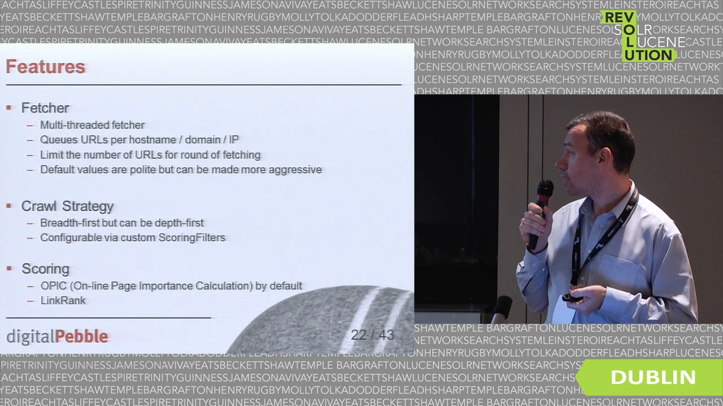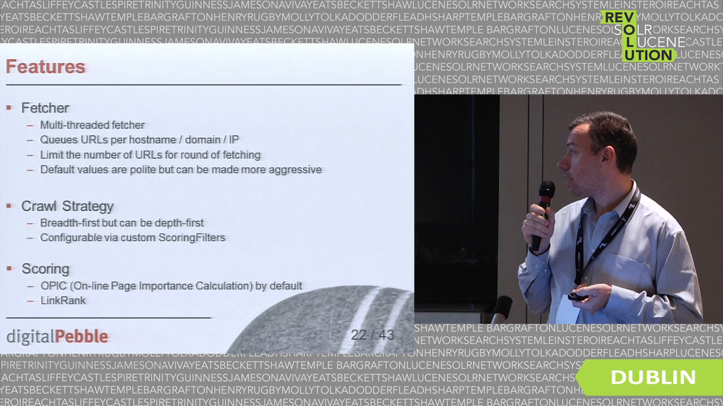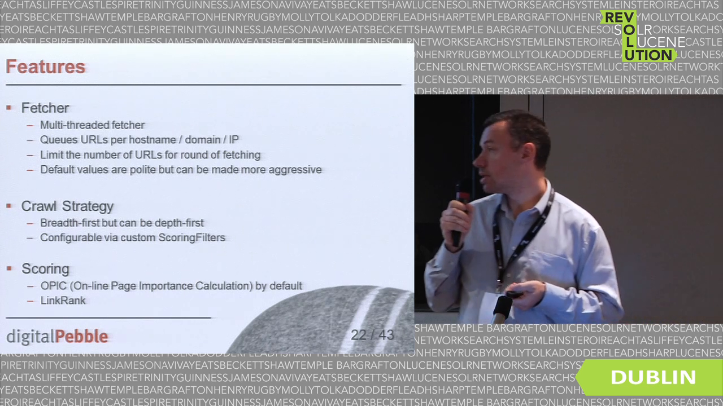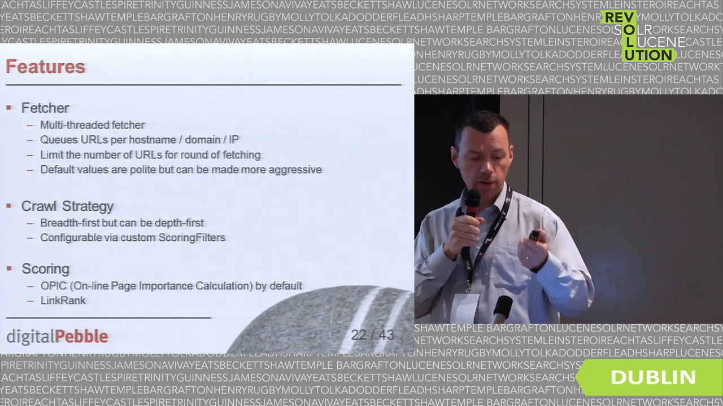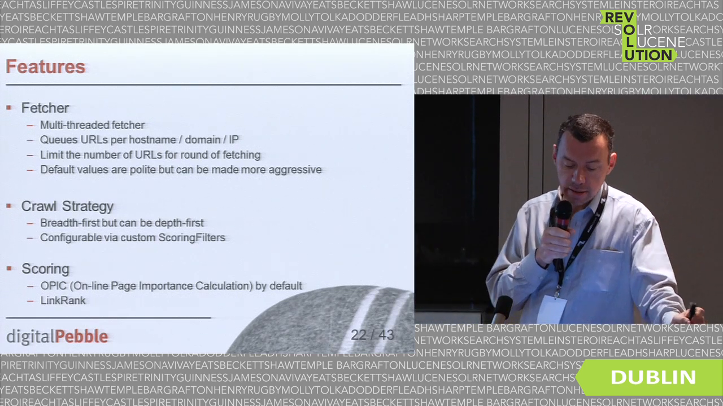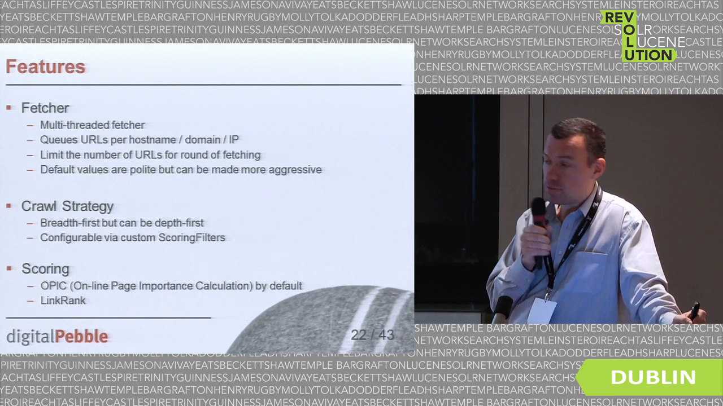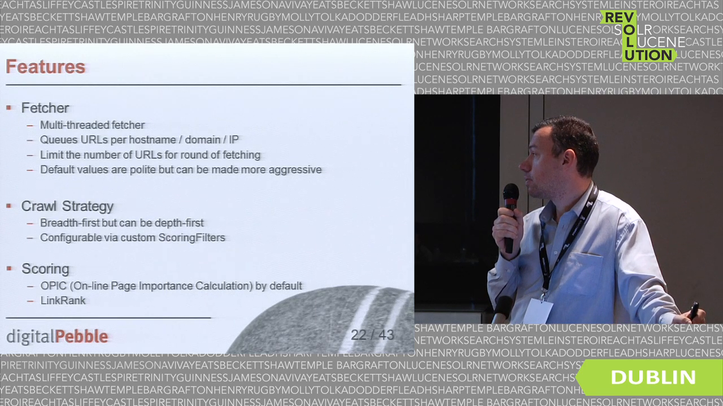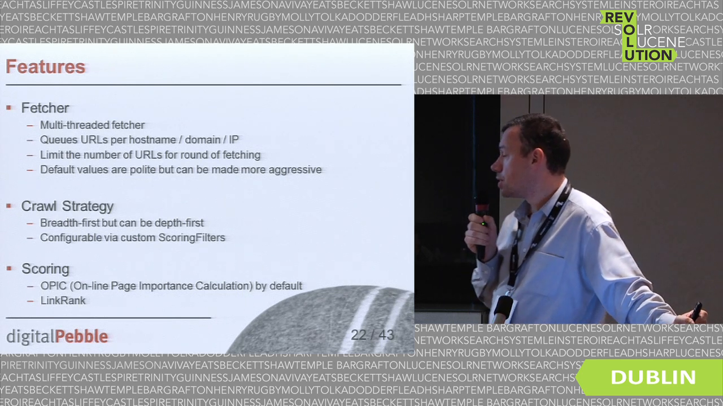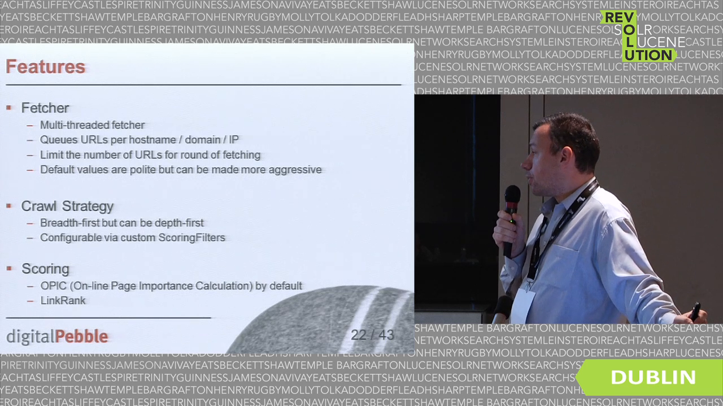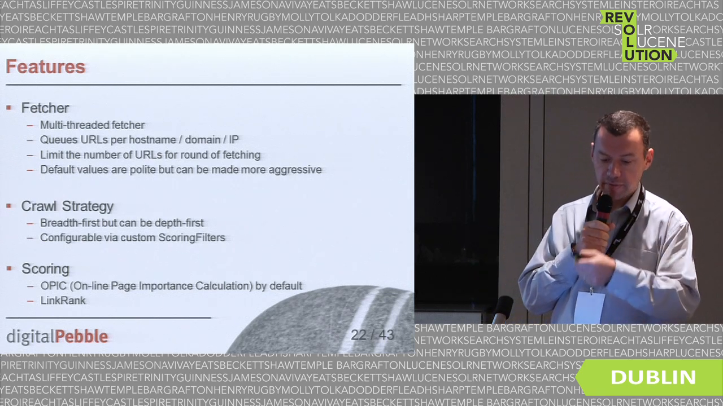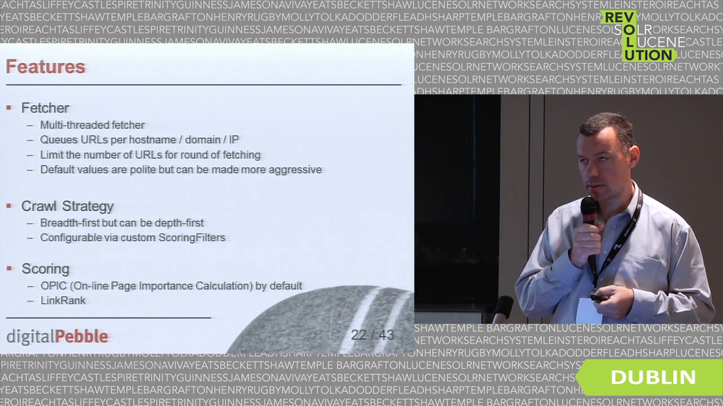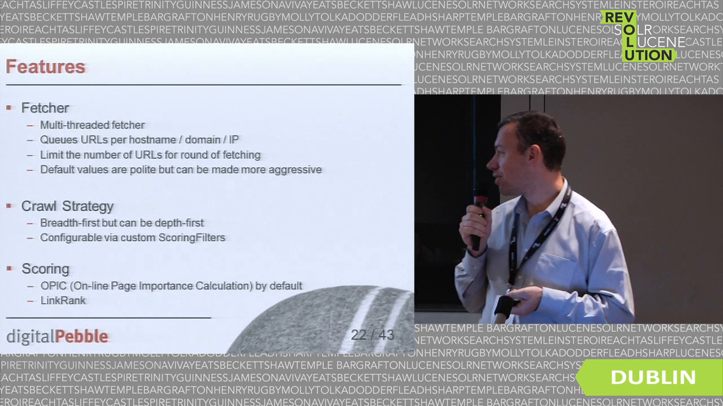The scoring is pretty important from two points of view. One is that you can use it as a boost for your documents in Solr or Elasticsearch, but also because that's how you define what should be fetched first. We have two flavors of scoring. One is OPIC, which is just a very simple way of aggregating scores for a given URL, and the other one is a PageRank-like algorithm, which is called LinkRank.